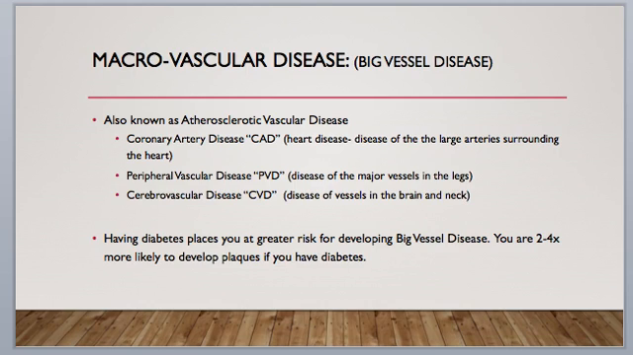There are 3 main types of big artery disease. Coronary artery disease, CAD, referred to as heart disease, is disease of the large arteries surrounding the heart. Peripheral vascular disease, PVD, is disease of the major vessels in the legs. And cerebral vascular disease, CVD, is disease of the vessels in the brain and neck. We will review each of these in more detail on the next few slides.